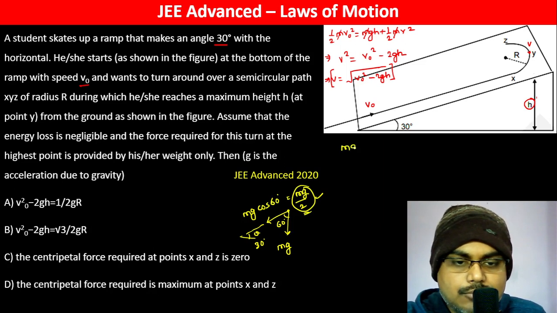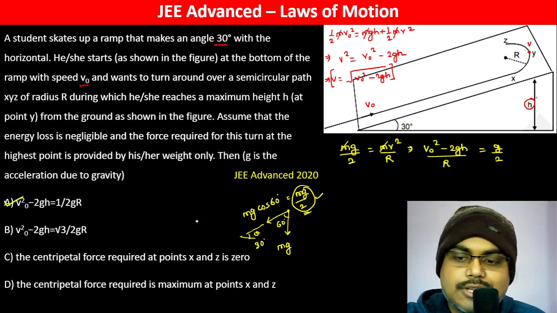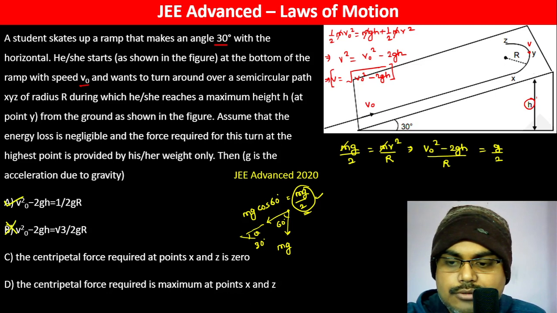So mg by 2 is equal to mv squared by r. m is gone. So v squared by r, that is (v0 squared minus 2gh) by r, is equal to g by 2. So therefore v0 squared minus 2gh is equal to rg by 2. So therefore option A is correct, option B is false.